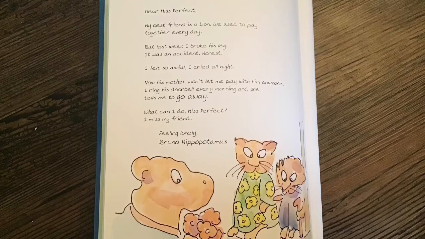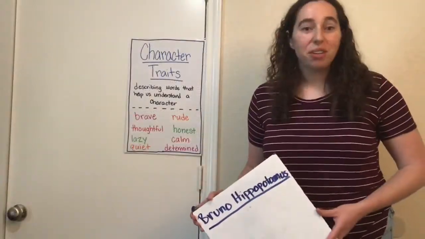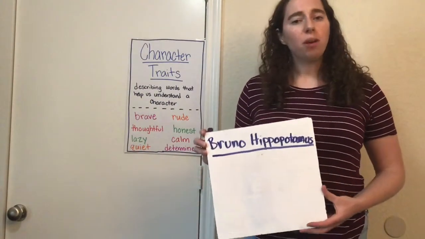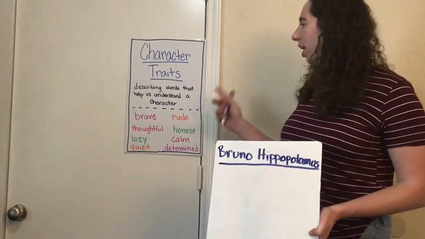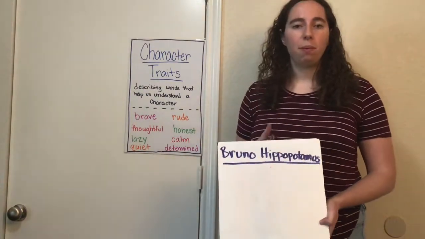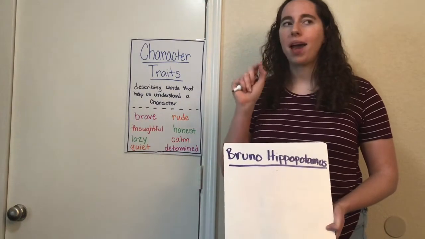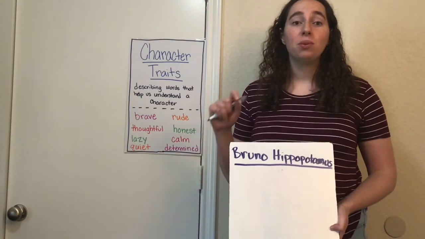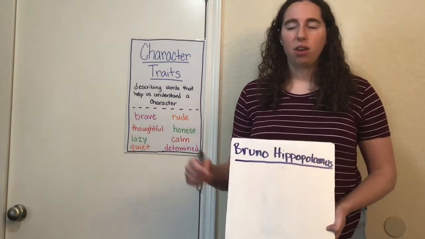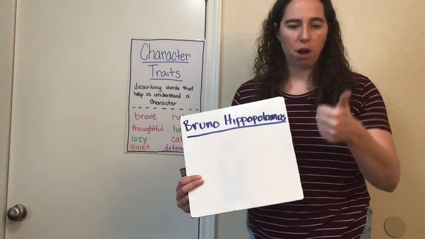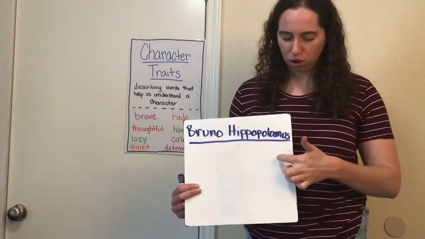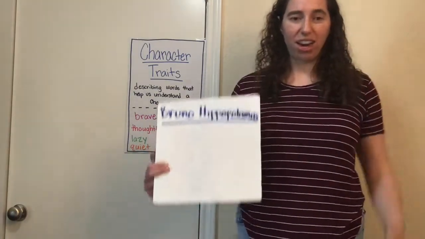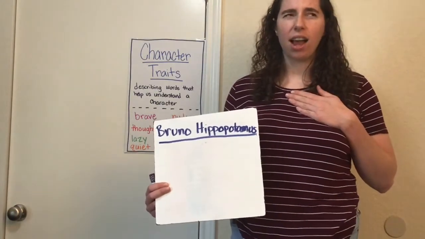Bruno Hippopotamus. All right, so we just read a story together, and one of our main characters was Bruno Hippopotamus. So what I want us to do now is try to think together, what is a character trait that describes Bruno Hippopotamus? Well, if I think back to the story, I know that he was going back to his friend's house because he sat on him and broke his leg. Okay, so he was going back to apologize. That was the action that Bruno Hippopotamus does. So what does that action show? What character trait does it show? His inside, his true personality.